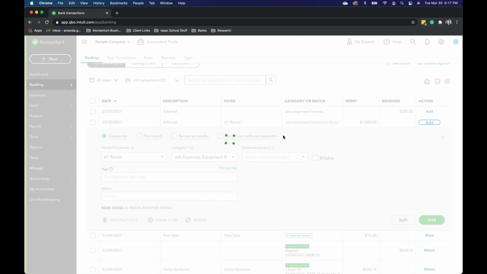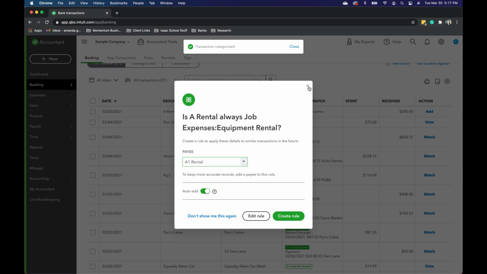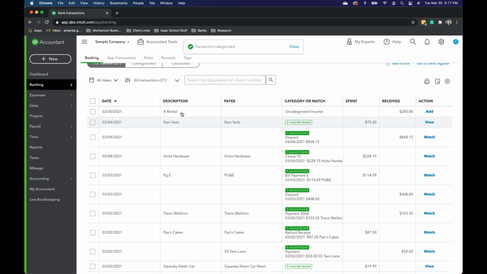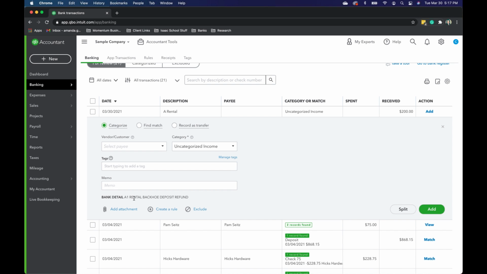So now finally, we have $200 coming in from A1 rental. And again, if we open it up and look at the bank detail, it says backhoe deposit refund. So it was either the $800 transaction or possibly the $1,200 transaction. In either case, we overpaid by $200 for this deposit.